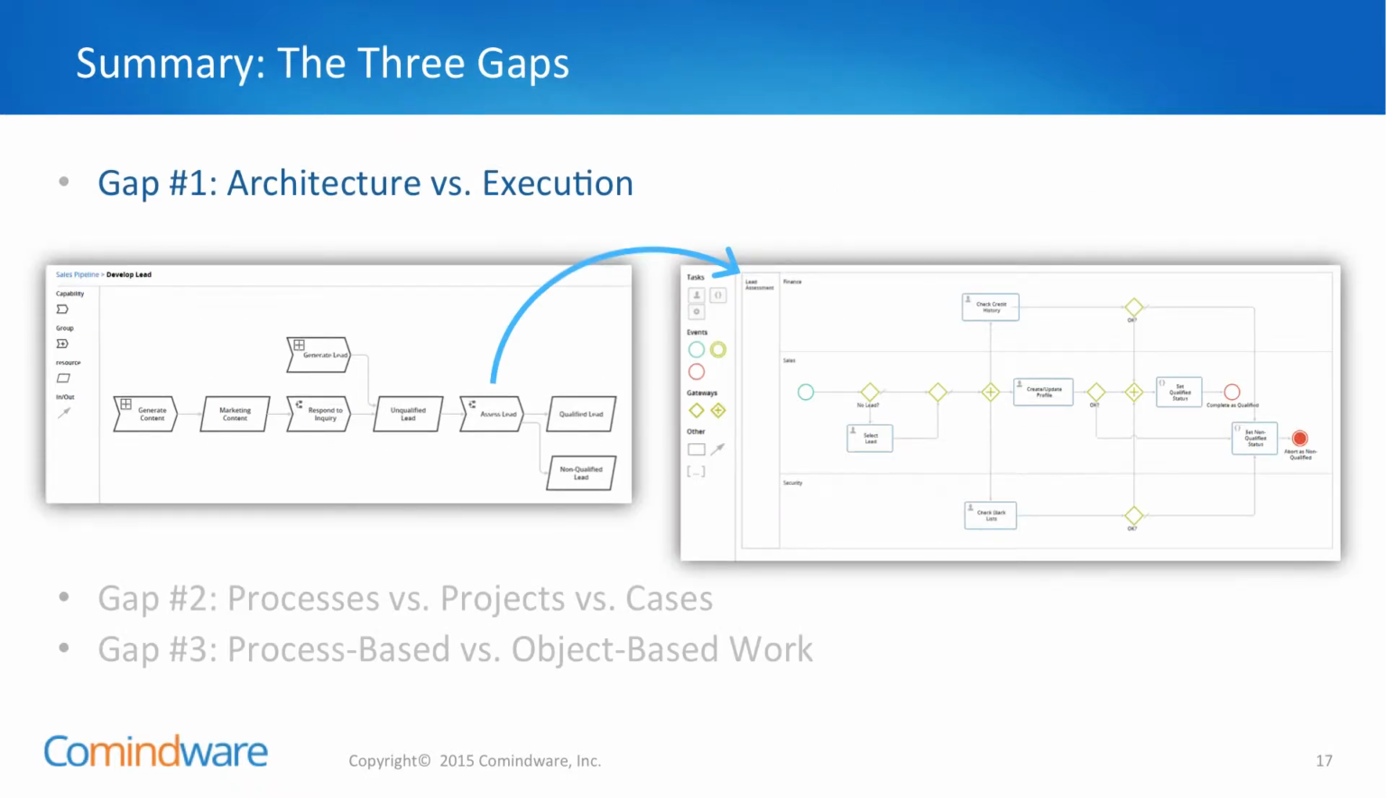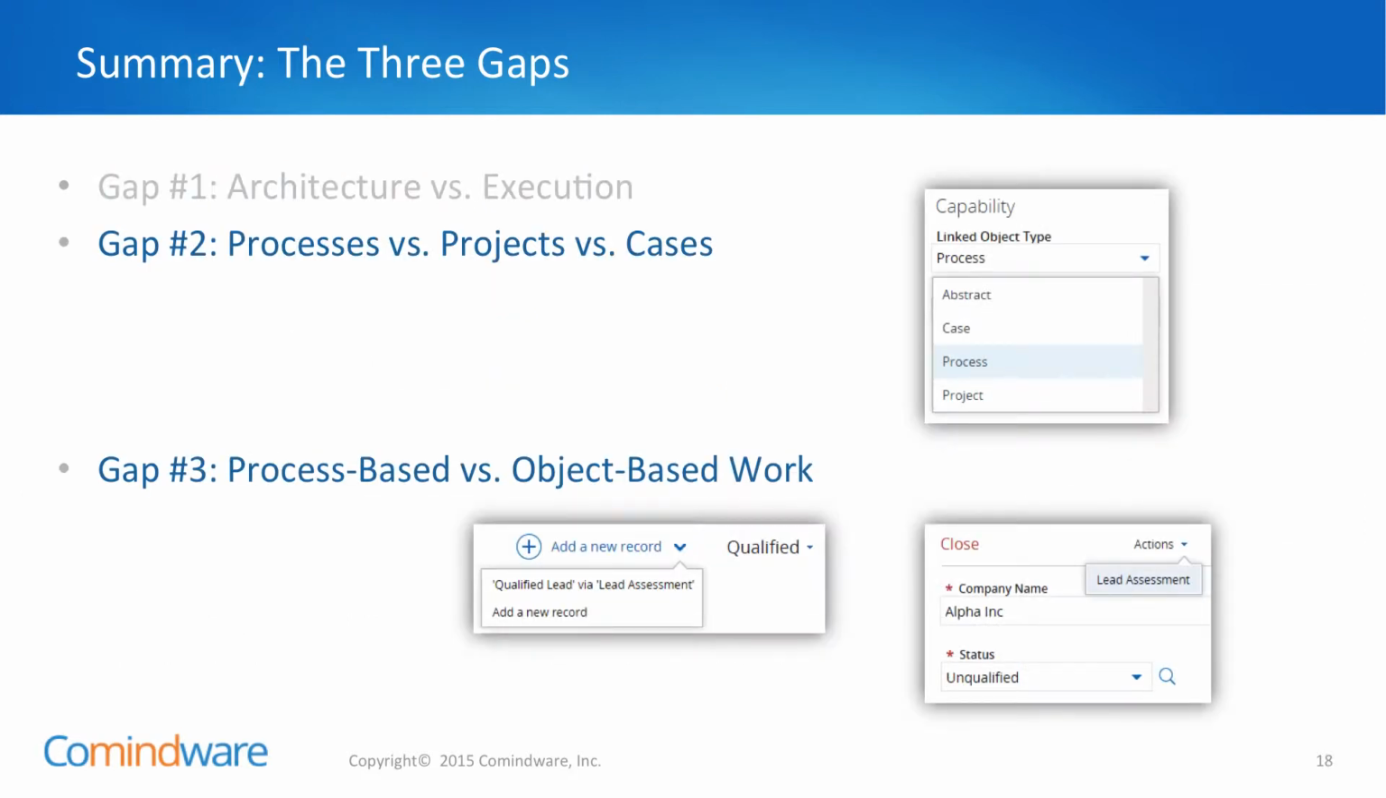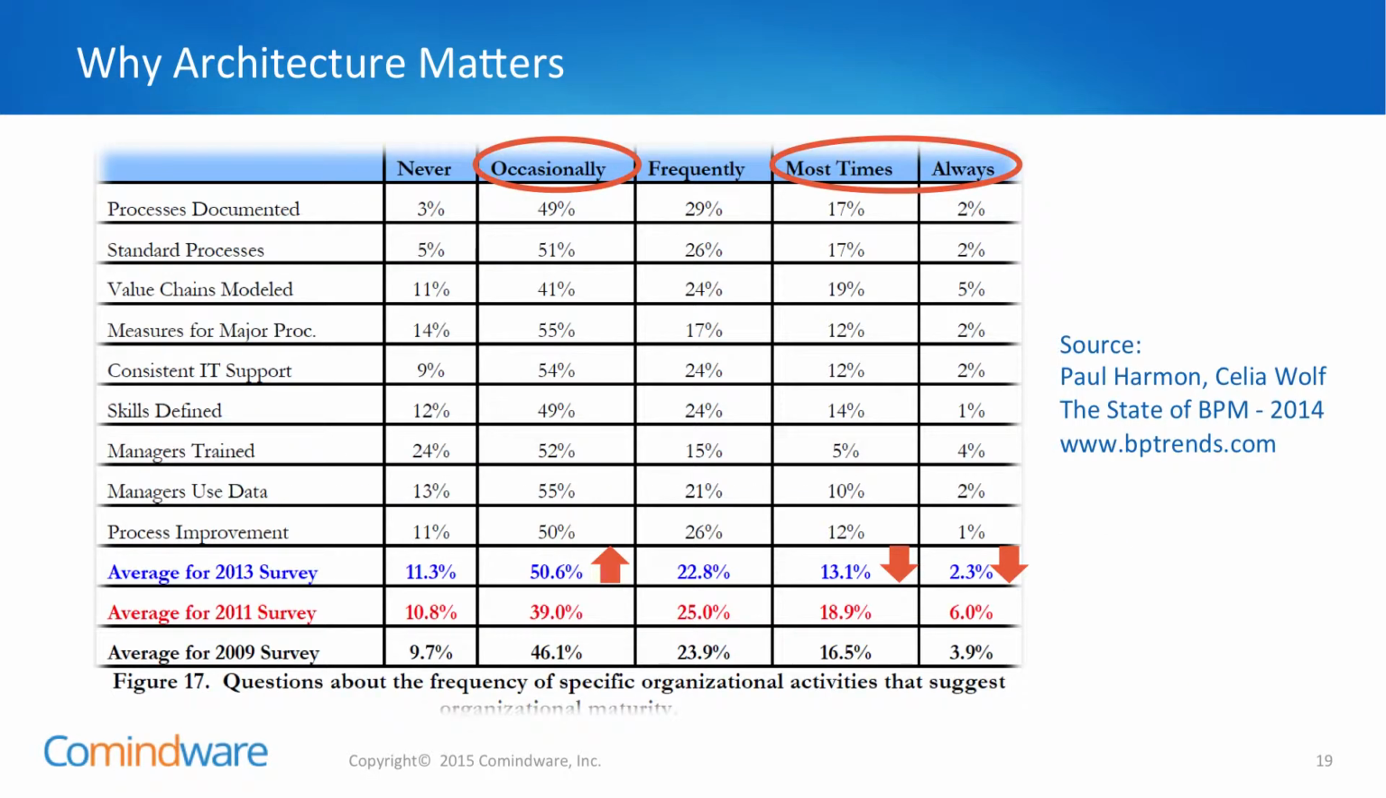So to summarize, here are the three gaps we are going to close. Gap number one is between architecture managed in an enterprise architecture tool and execution in a BPM suite. We get them together. Gap number two is between different forms of collaborative work, between projects, processes, and cases. And gap number three is between the natural experience of business users who really don't start processes in real life, and the typical way that BPM suites suggest.